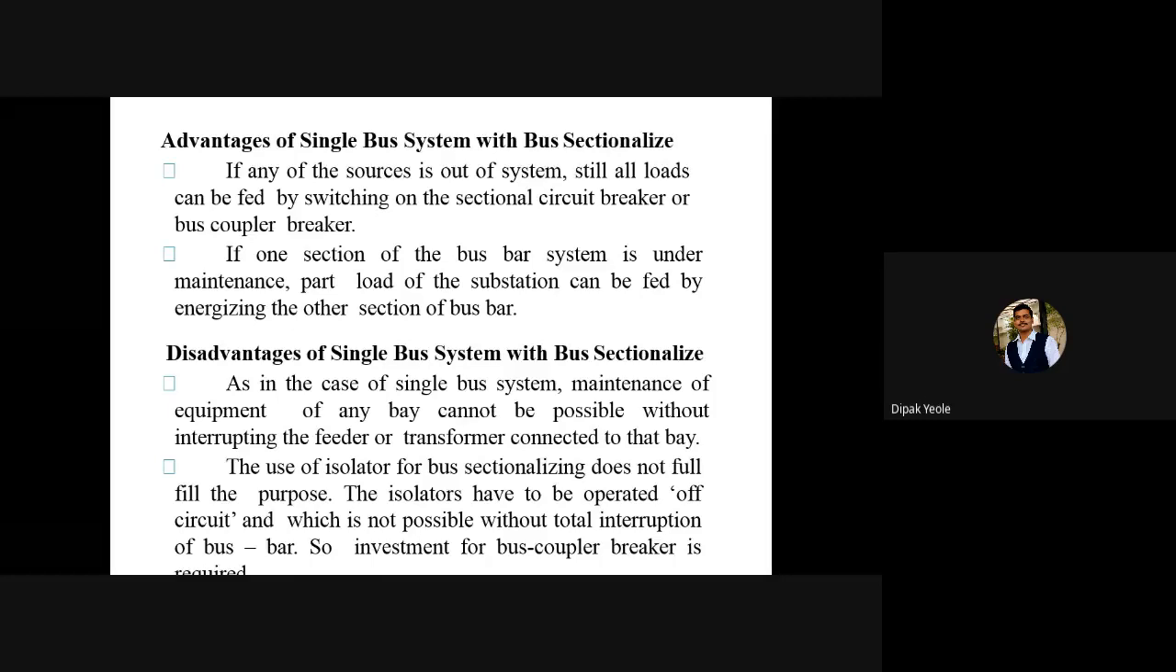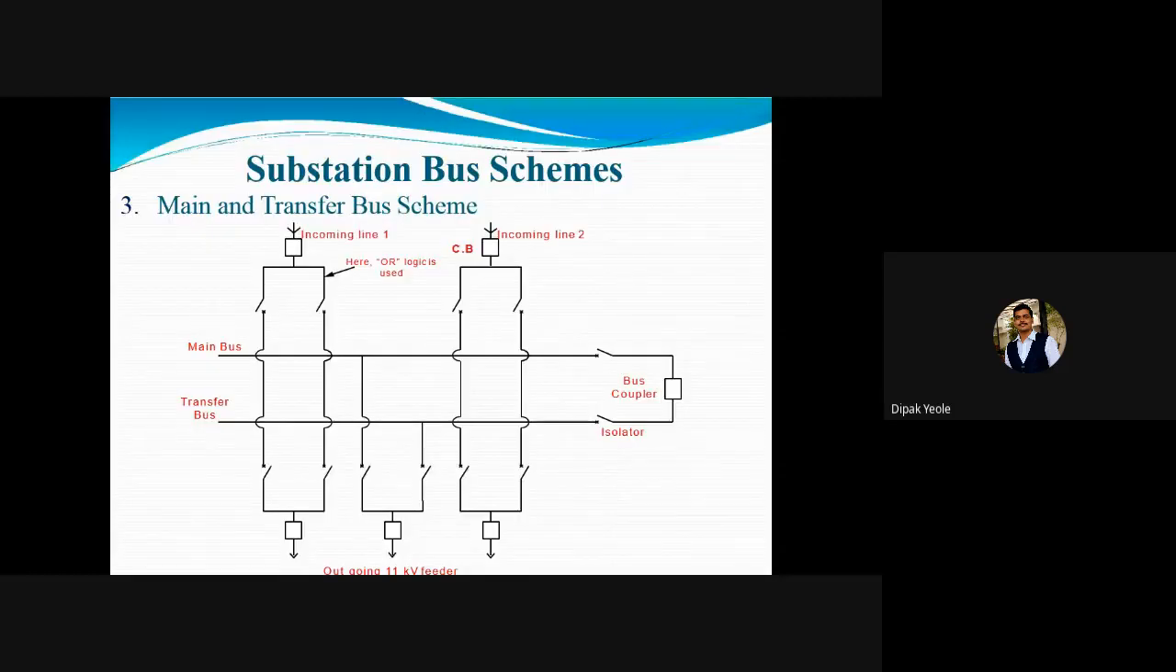The second advantage is if one section of the bus bar system is under maintenance, part of the load of the substation can be fed by energizing the section of the other bus. So these are the advantages. Obviously there are disadvantages also. The disadvantage is that the cost of this sectionalized bus is very high compared to your single bus bar system. Yes. Now we are interested in the third scheme, which is called the main and transfer bus scheme.